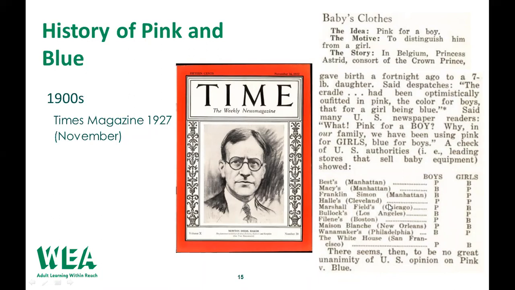There's no set colour for boys or for girls. There's a mixture of it, and that was 1927. So you can see that we're looking through the ages of history, and we haven't really come to any decision as to what colour boys or girls should wear. We're up to 1927.